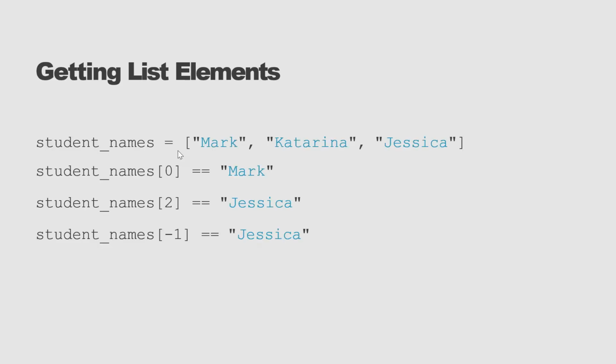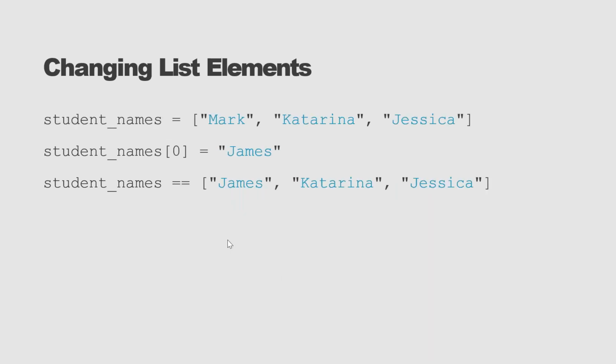Okay, here you also see that if you want to check it, there's a list on top. If you check whether it is equal to Mark, then it will print True. Student names index 2 will be correct. Yes, correct. So you can do that too. You can change the list elements here.